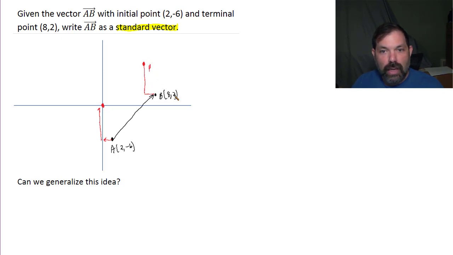Now if I take 8, 2 and I move it 2 left and 6 up, that would give me the point 6, 8. So then here's the vector OP, and so then the AB vector can be written as the standard vector 6, 8.